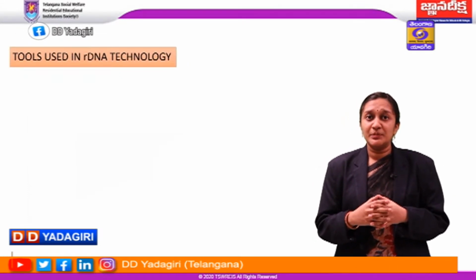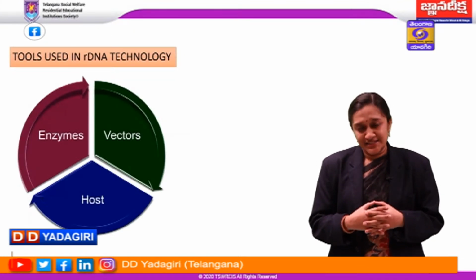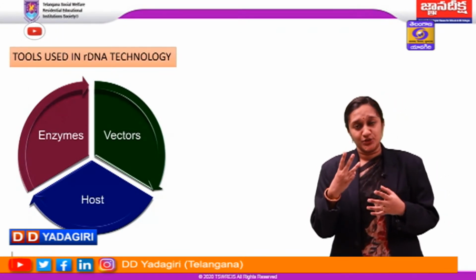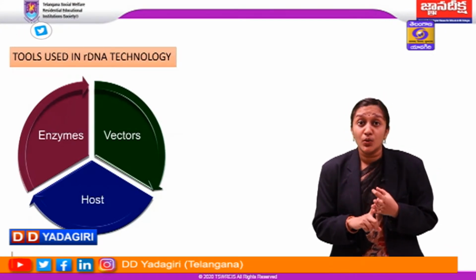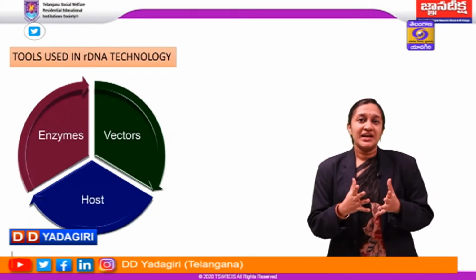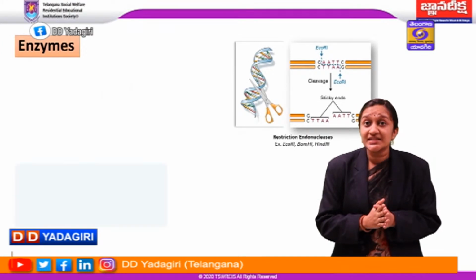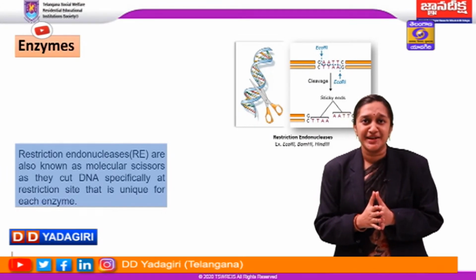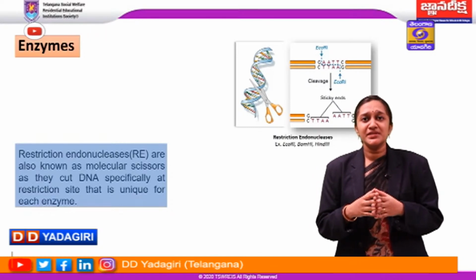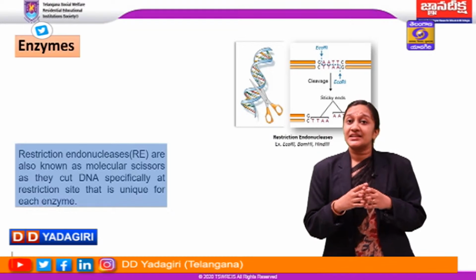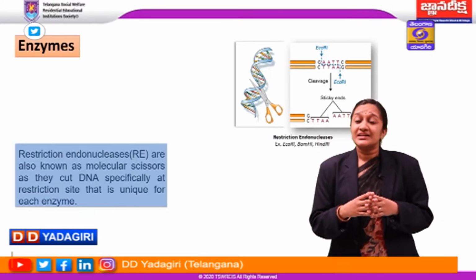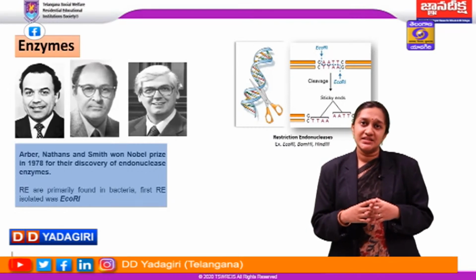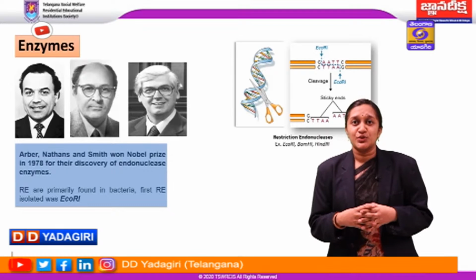But to understand a bit more deeply, we need to know the tools used in recombinant DNA technology. Just for our convenience, we have classified the tools of recombinant DNA technology into three types: enzymes, vectors, and hosts. Let's try to understand each of them in detail. Enzymes used in recombinant DNA technology basically are involved in editing or manipulating the DNA. So DNA manipulating enzymes are those that basically cut the DNA fragments at specific locations. Those enzymes that cut the DNA at specific locations are called restriction endonucleases. Arber, Nathans and Smith won the Nobel Prize in 1978 for the discovery of restriction endonuclease enzymes.